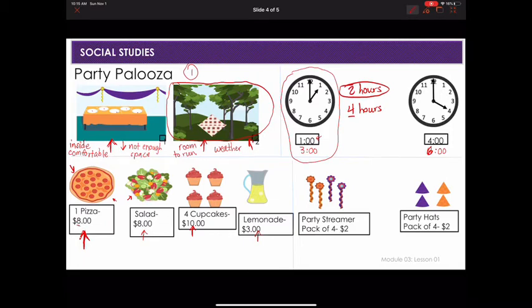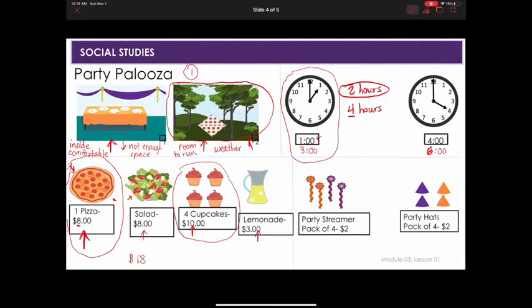And pizza is cheaper and it feeds more people than a salad maybe. So I think I would choose pizza because it's delicious and a lot of people like it. And it's a birthday party, so I really want cupcakes. So I could choose the cupcakes. Well, I'm at $18. So that is all I could buy with the $20 that my mom gave me. If I wanted to get more, I would need more money.